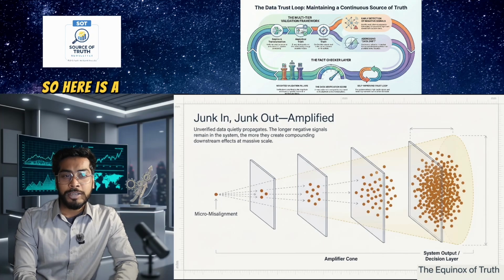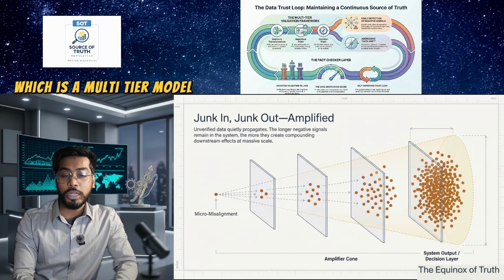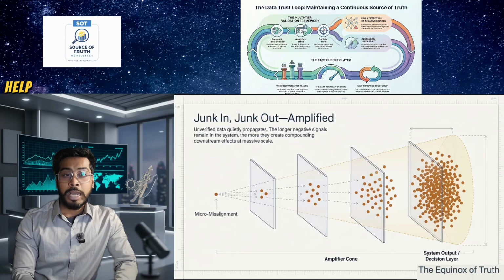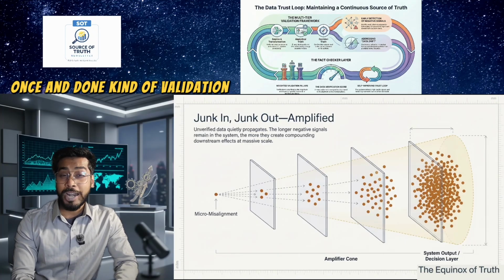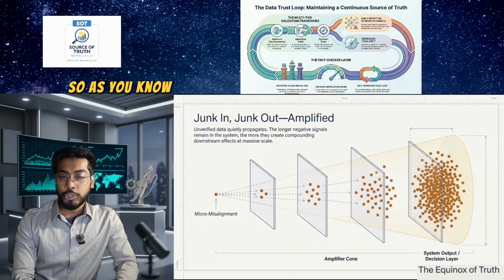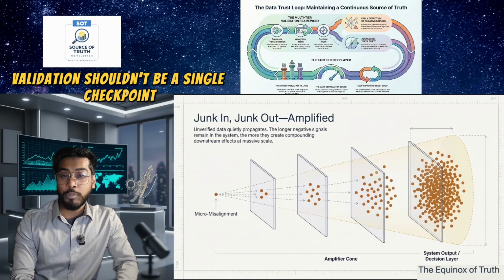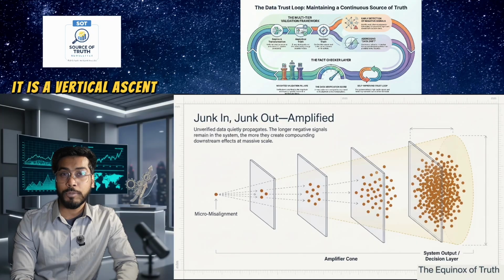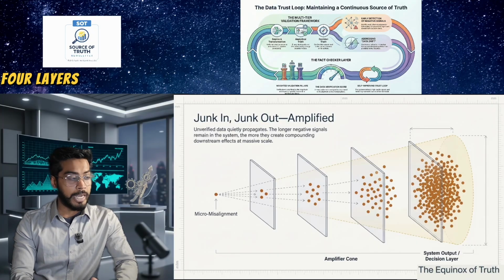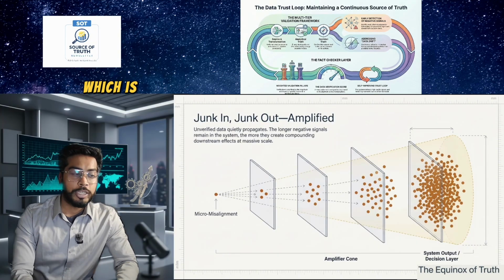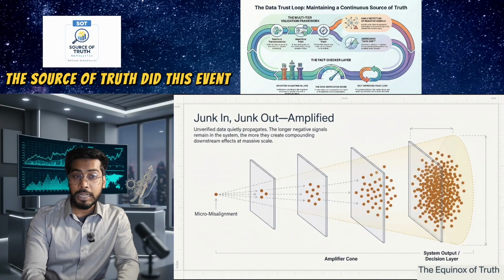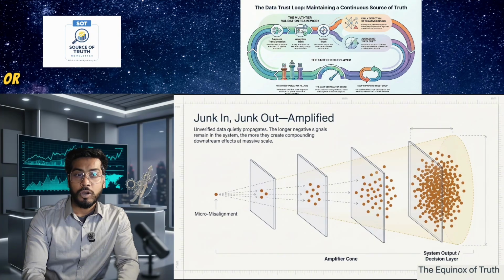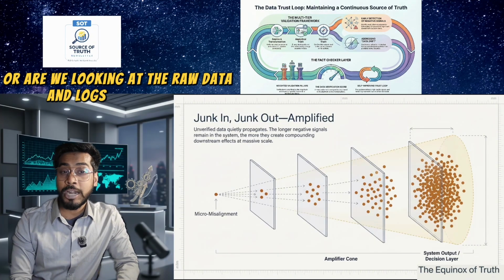So here is a framework, a multi-tier model that helps us move away from the binary, once-and-done kind of validation. As you know, validation shouldn't be a single checkpoint. It is a vertical ascent across 4 layers. The first is the source of truth: did this event actually happen, are we looking at the raw data and logs?